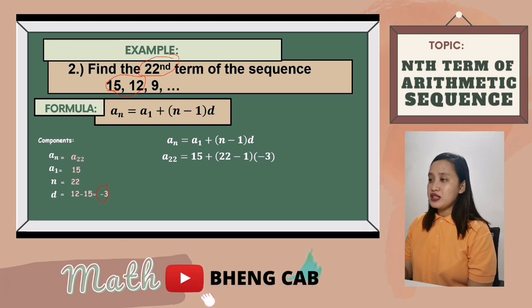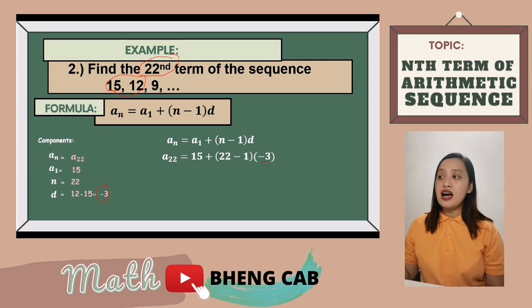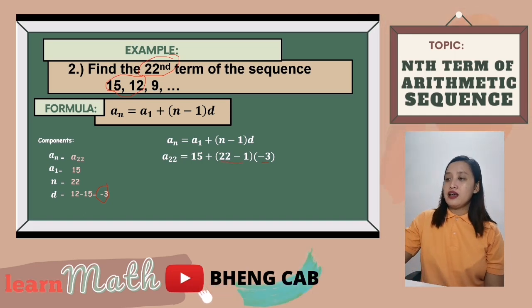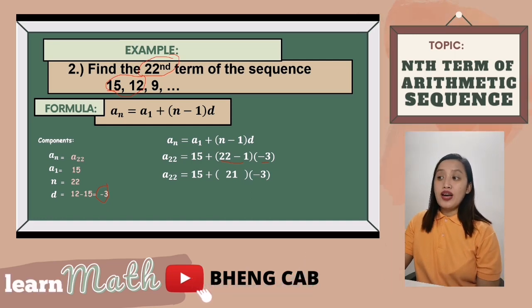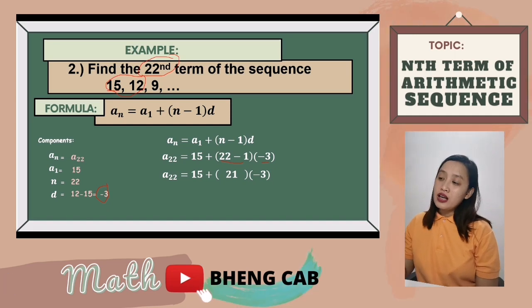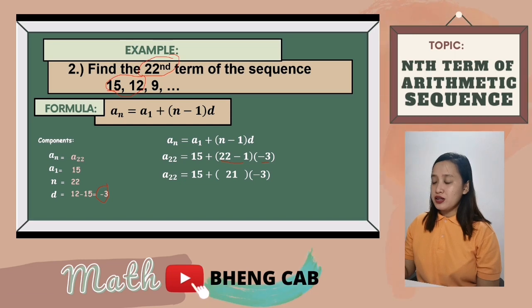So, unahin muna natin yung nasa parenthesis. Ito, wala naman siyang kasama. Naka-parenthesis lang siya or naka-group lang siya for the reason na ito ay isang negative number. Okay? So, 22 minus 1, since ito ay pwede natin i-simplify, ito muna yung unahin natin. Okay? We'll have a sub 22 equals to 15 plus 21 because 22 minus 1 is 21 times quantity negative 3. Okay? So, isinunod pa rin natin sa negative 3.